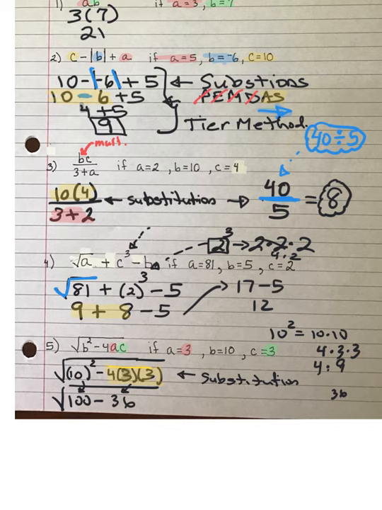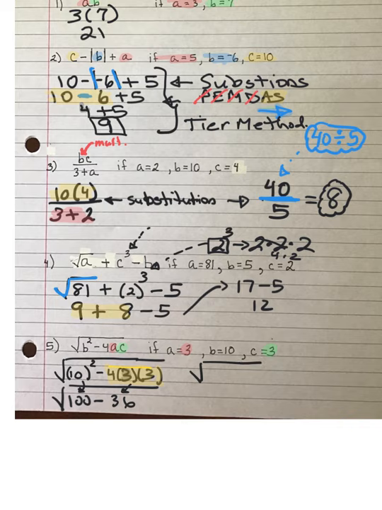And again, I'm running out of room, so I'm going to erase this. And then don't forget your square root symbol. Now we have to do the subtraction. So 100 subtract 36 is 64. And then the square root of 64 is 8. So that's what your work should look like for that problem.